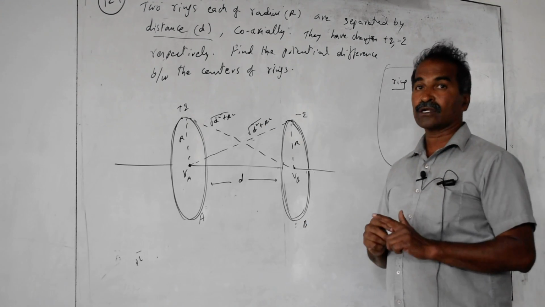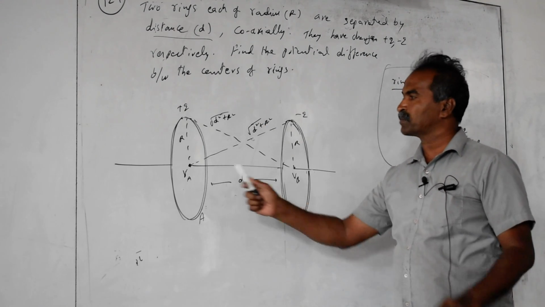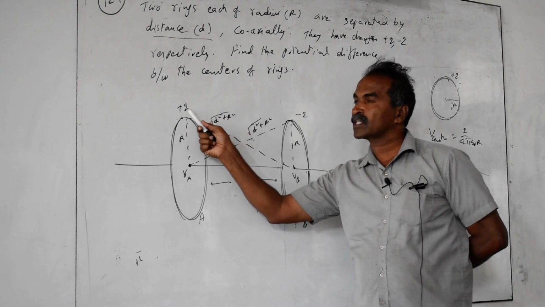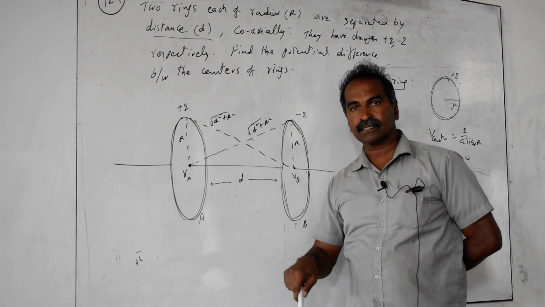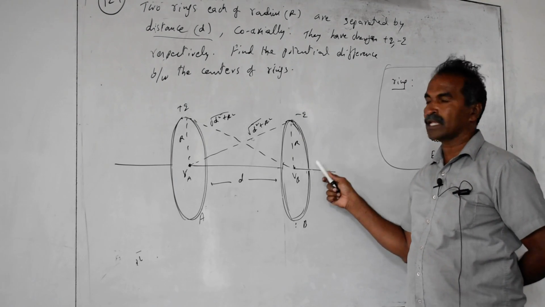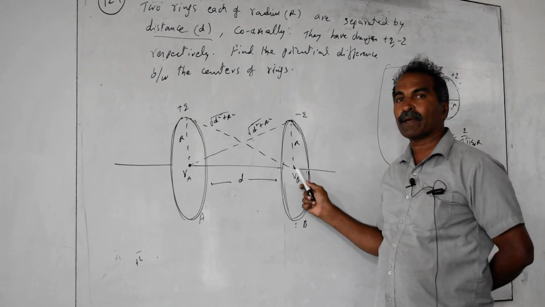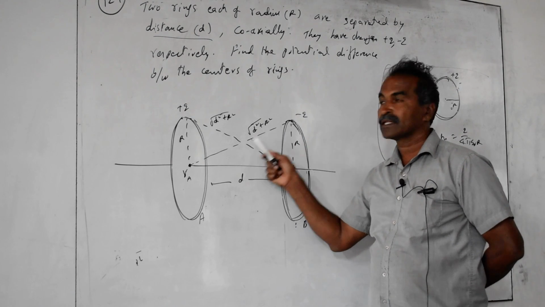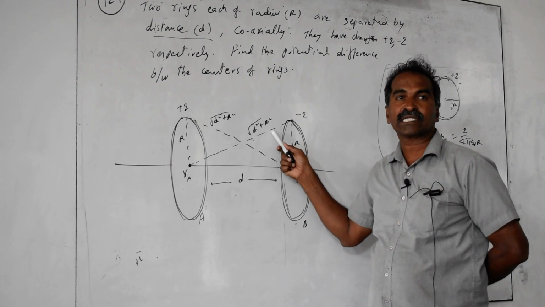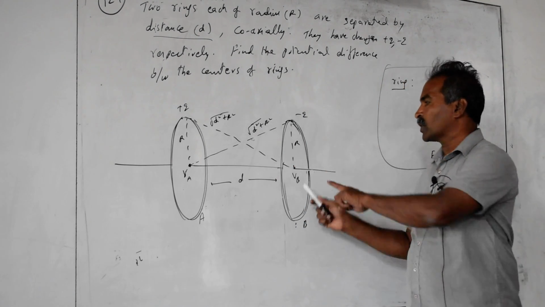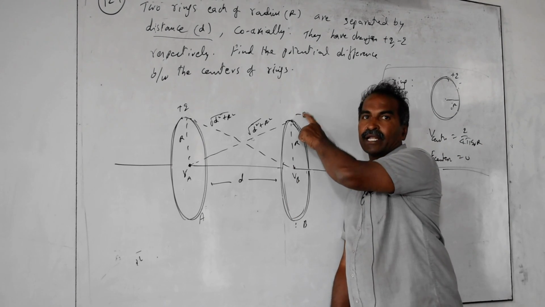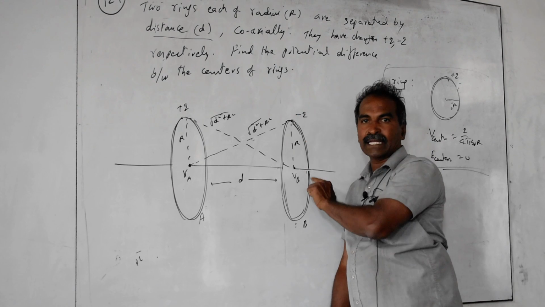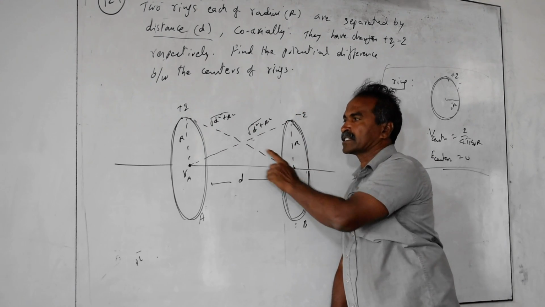Now potential is a scalar, not a vector quantity. At A, the potential because of this plus Q is Q by 4 pi epsilon naught R, plus the potential because of the other charge, which is minus Q by 4 pi epsilon naught times this distance, under root of D square plus R square. Similarly, the potential at B is minus Q by 4 pi epsilon naught R plus the potential because of the other charge, at this distance.